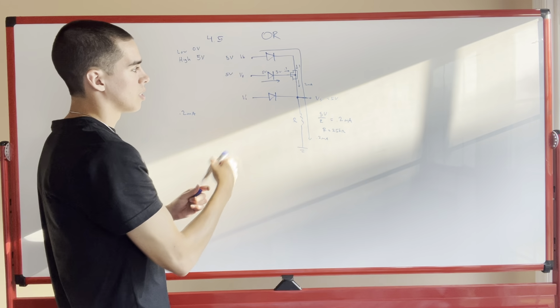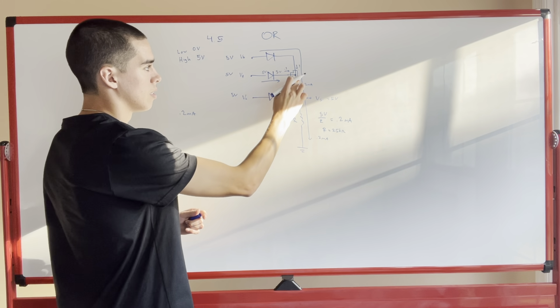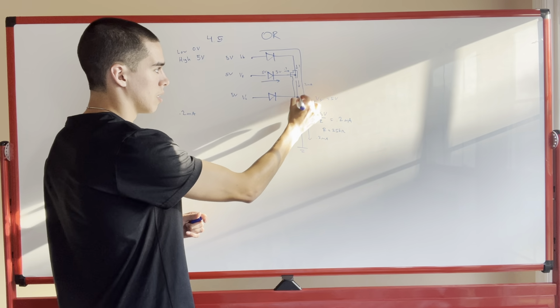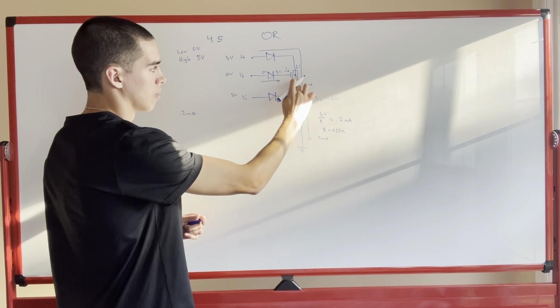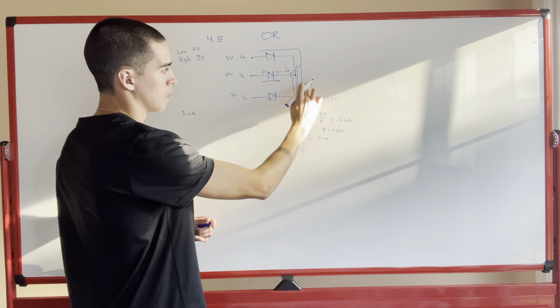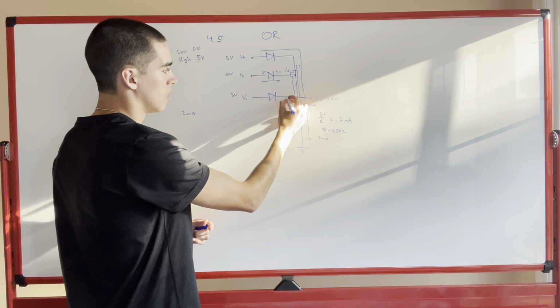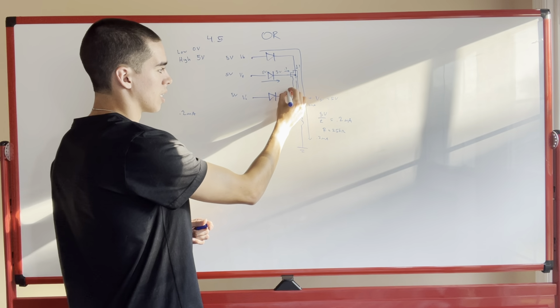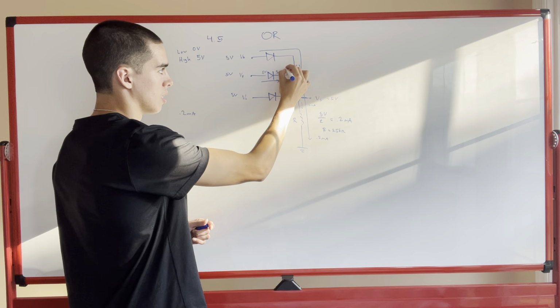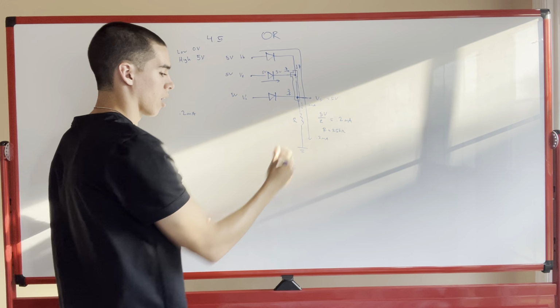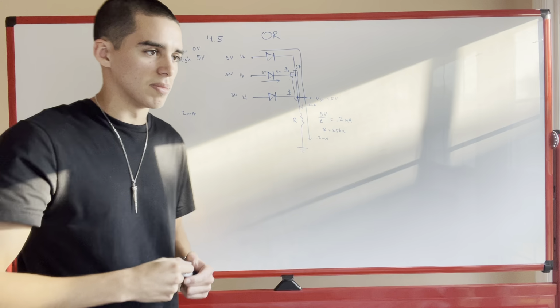If all 3 of these were on, we'd split the current here, right? We'd have 0.2, and this would be 2/3, and that would be 2/3, and that would be 2/3. So you get it? There it is.